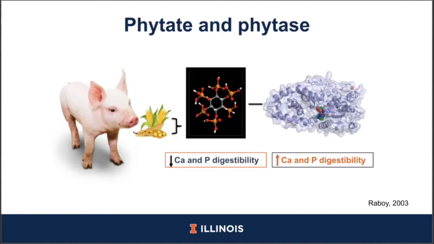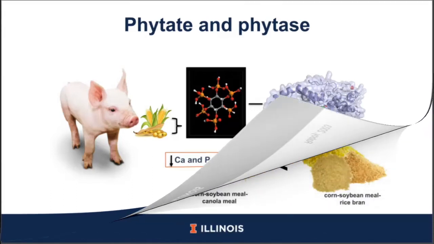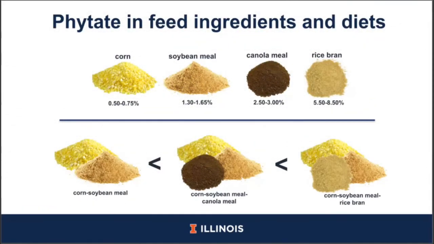Therefore, microbial phytase is usually included in diets for pigs to increase phosphorus absorption and utilization by hydrolyzing phytic acid within the gastrointestinal tract of pigs. However, pig diets may include feed ingredients such as canola meal and rice bran due to the availability of these feed ingredients in some areas.